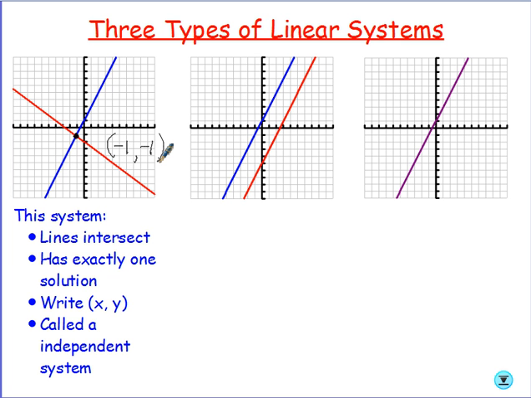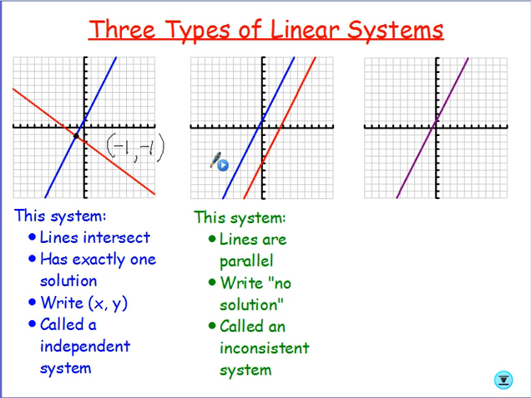The second type of system, as you can see here, also has a blue line and a red line, but notice they don't touch. These are what we refer to as parallel lines. So let's learn some information. In this system, the lines are parallel. That means that they never ever touch. So if they never ever touch, there is never going to be a solution. That is why when we have problems like these, the automatic response is no solution. And this is called an inconsistent system.